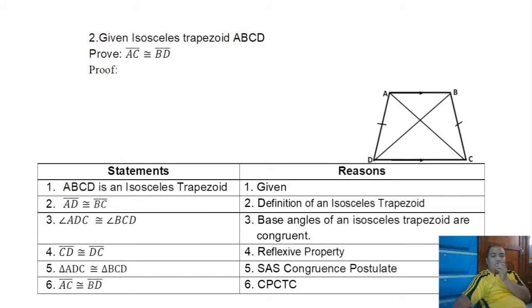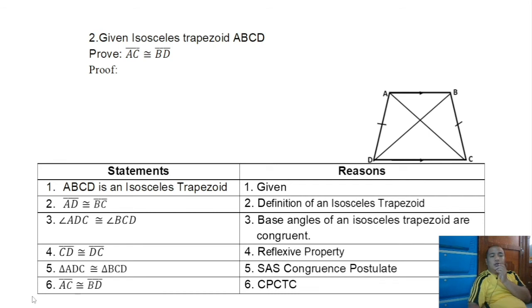are equal. So, statements and reasons. Number 1, ABCD is an isosceles trapezoid, given. AD is congruent to BC, definition of isosceles trapezoid. There's only one pair of legs that are congruent in an isosceles trapezoid. Angle ADC is congruent to angle BCD. Yes, base angles of an isosceles trapezoid are congruent. CD is congruent to DC, reflexive property. Triangle ADC is congruent to triangle BCD, SAS congruence postulate.